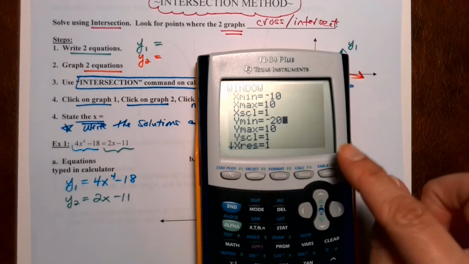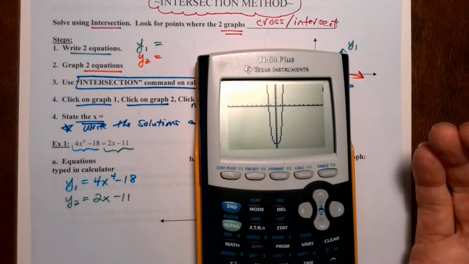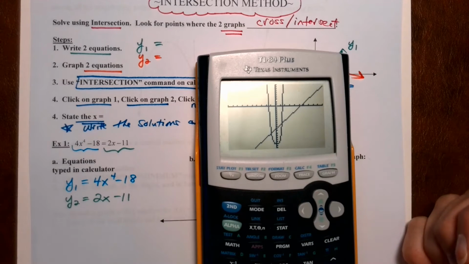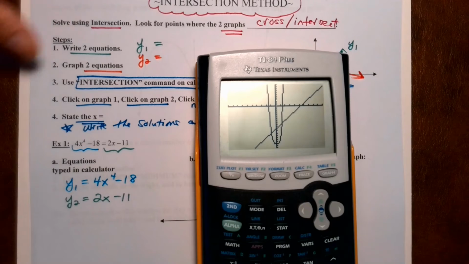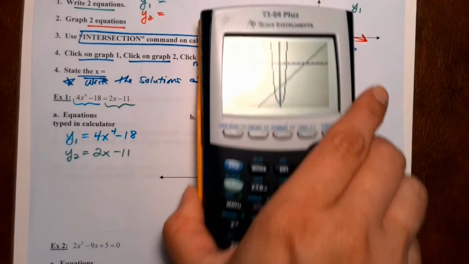Let's go down and then we're going to hit graph. Does that allow me to see things a little bit better? Oh, there's the quartic and there's the linear. Okay, so whenever you're using the graphing calculator, he is going to be doing lots of the work, but I need you to write some things on your paper.